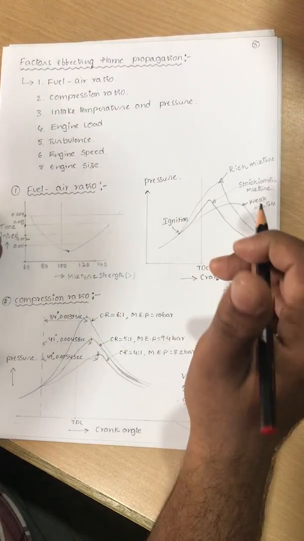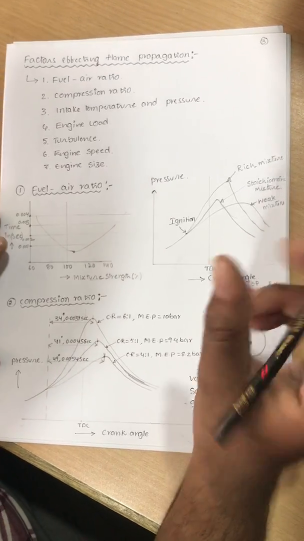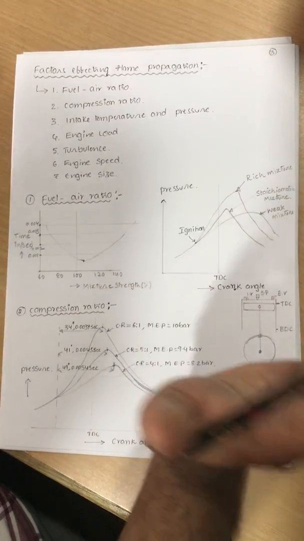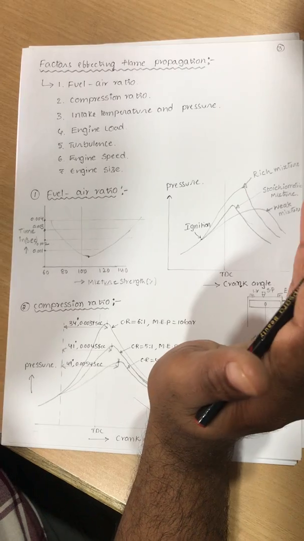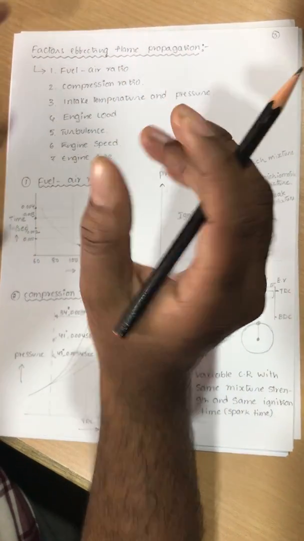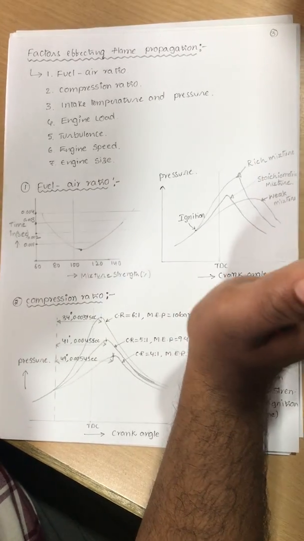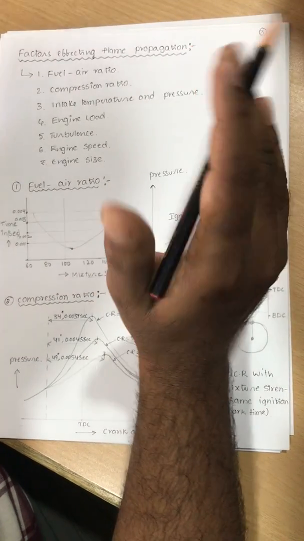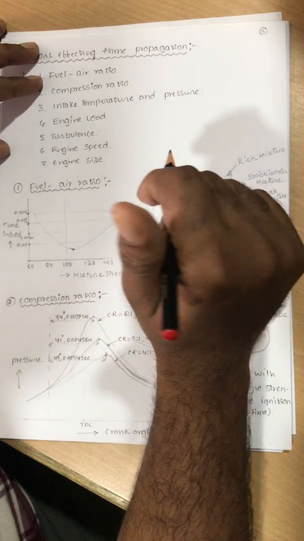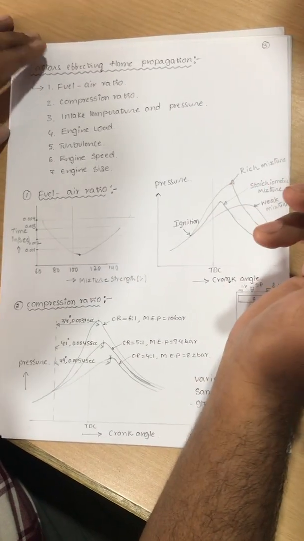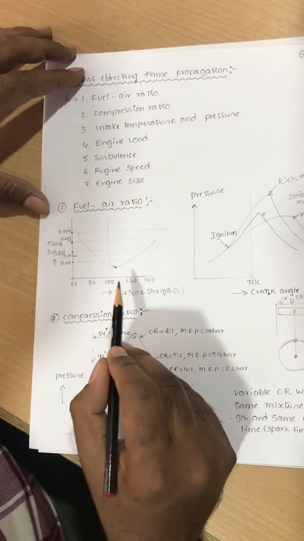And if I supply rich mixture, too much rich mixture into the cylinder, less oxygen is available. If less oxygen is available, what happens? Less thermal energy is released because of incomplete combustion. If less oxygen is there, incomplete combustion occurs, so you'll get less temperature, so again flame speed is reduced. But you will get a maximum flame speed at 10% richer than the stoichiometric.